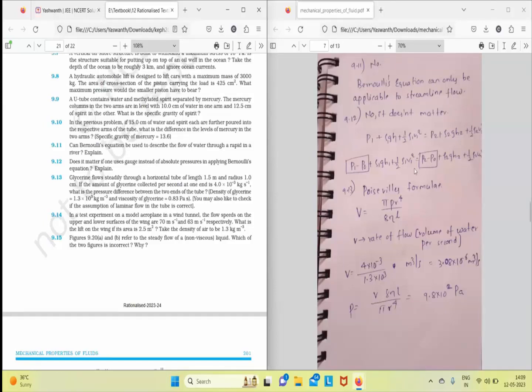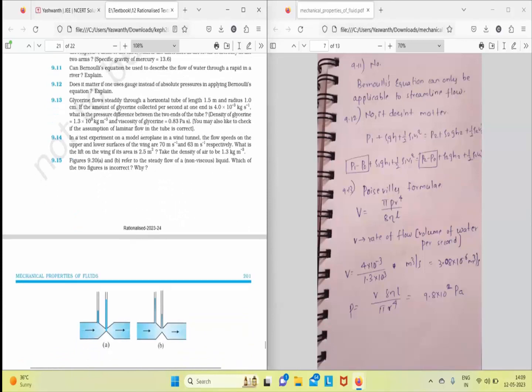Again, this is the gauge pressure. So again, what you're getting is gauge pressure plus rho g h plus half rho v square equals gauge pressure plus rho g h plus half rho v square. So it doesn't matter whether you use absolute pressure or gauge pressure, but you have to use either absolute pressure or gauge pressure. You cannot use absolute pressure on one side and gauge pressure on the other side. Either you have to use absolute pressure on both sides or gauge pressure on both sides.